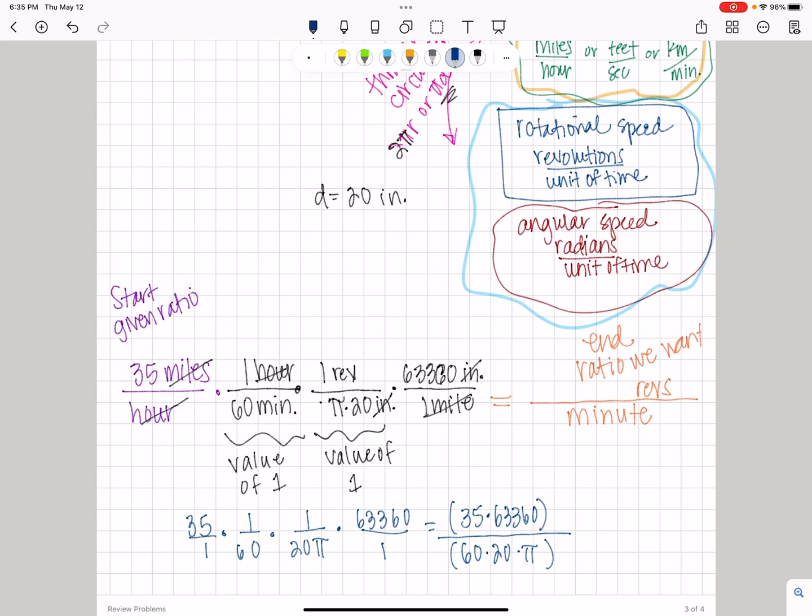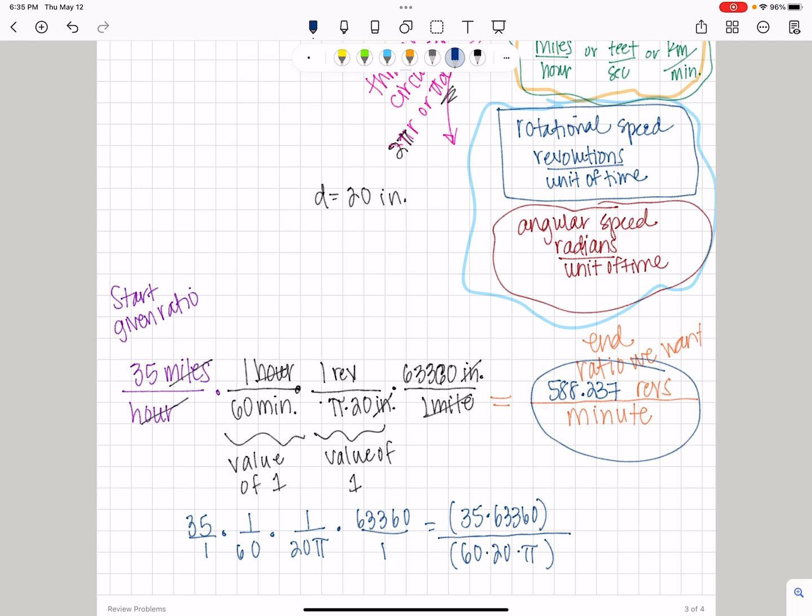And then I don't think I have this on my calculator any longer. I might still have the answer. No, I don't. So I'm going to have to put this back in. Otherwise, I have to change to another page. 35 times 63,360. And I'm going to divide that by all of, so I'm using parentheses, 60 times 20 times pi. And I got 588.237 revolutions per minute.